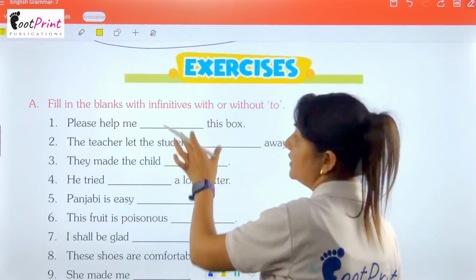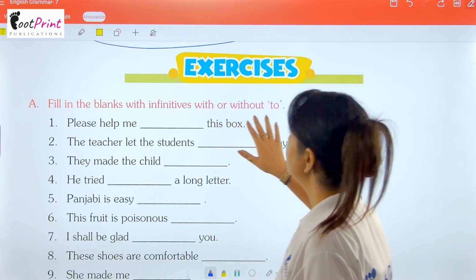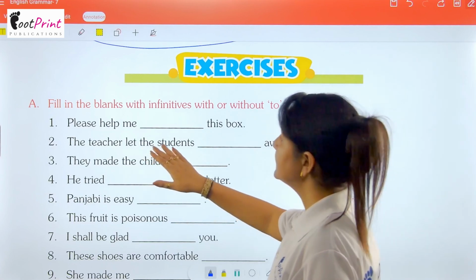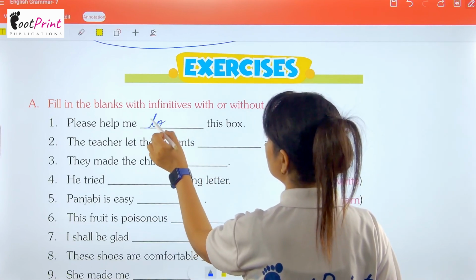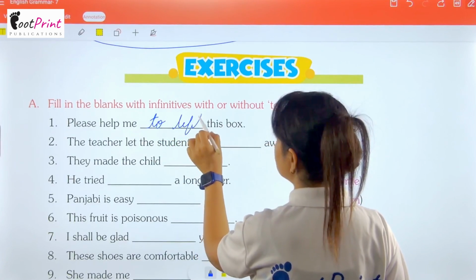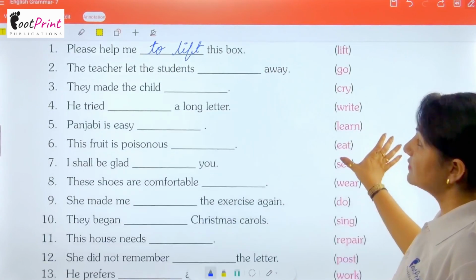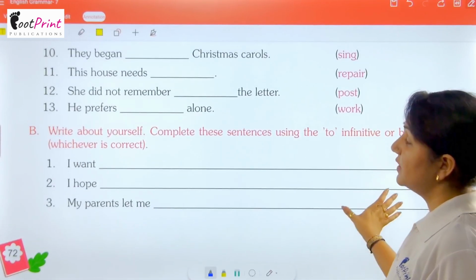Okay. Next we have your exercise part. Now the first one is fill in the blanks with infinitive with or without "to". "Please help me to lift this box." In the same way, you will do the rest of the part of this question.